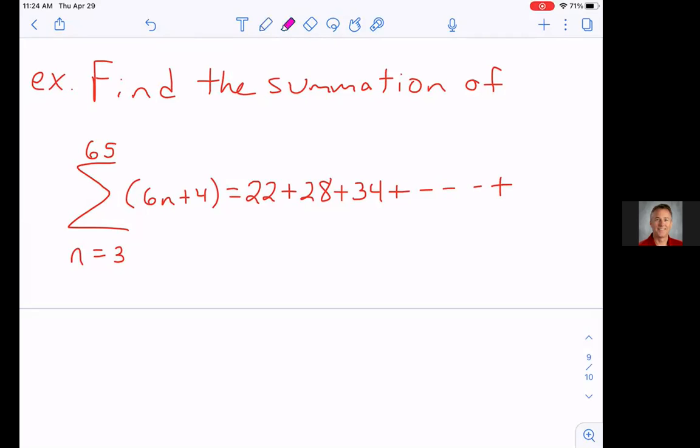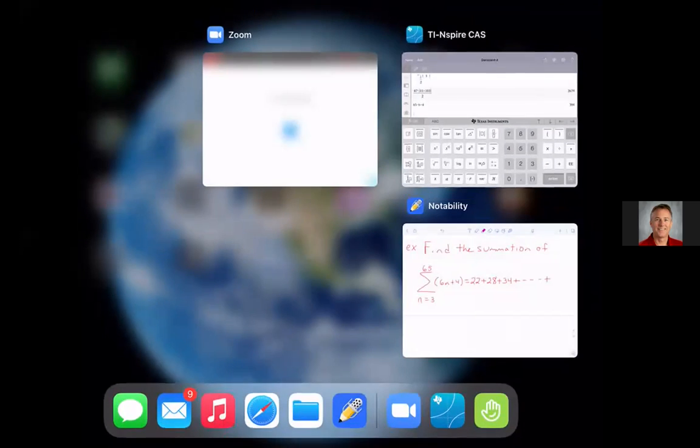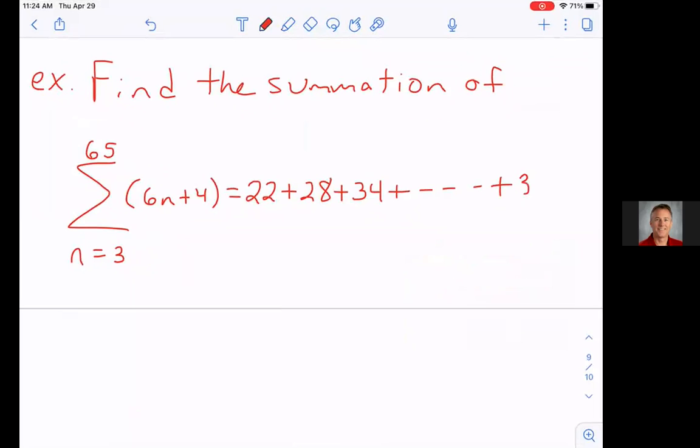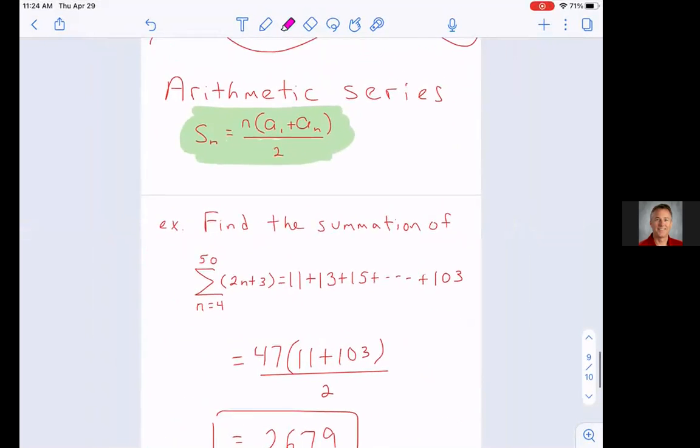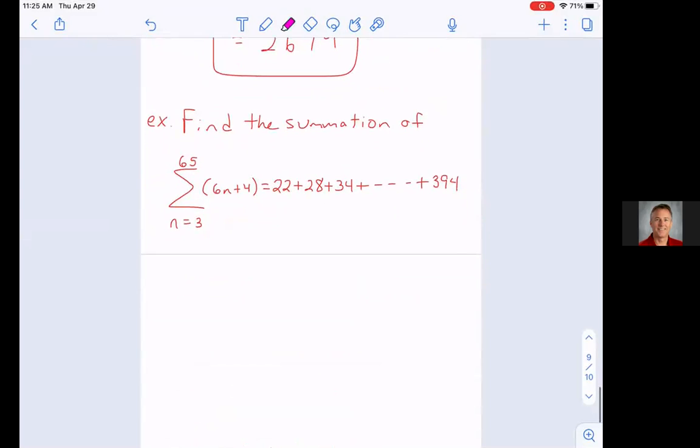So to get the last term, I'm going to take 65 and plug it in there. So 65 times 6 plus 4, looks like a good calculator problem. 65 times 6 plus 4 is 394. So we're going to use our formula, which is going to be adding all these things together. Now remember this formula up here for an arithmetic series. So here we go.